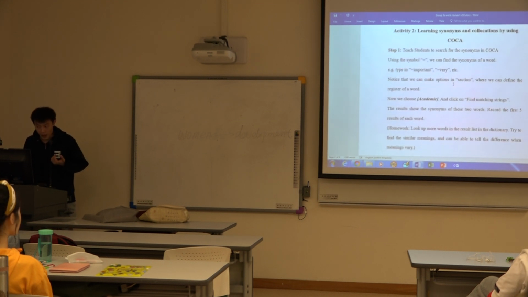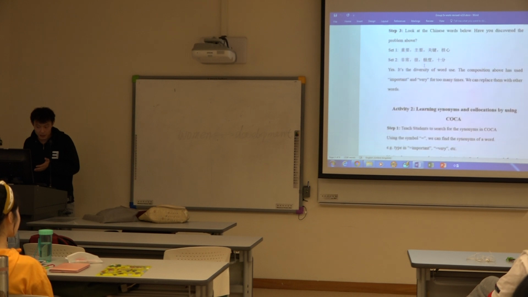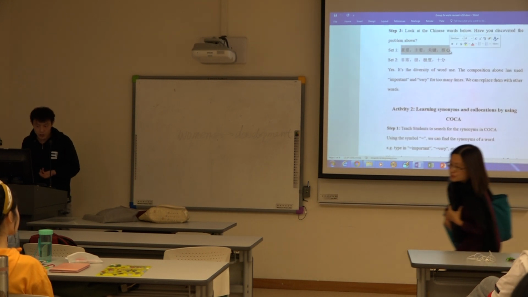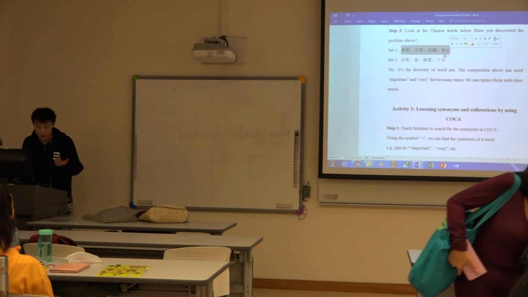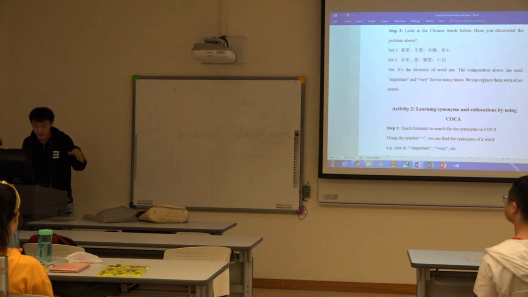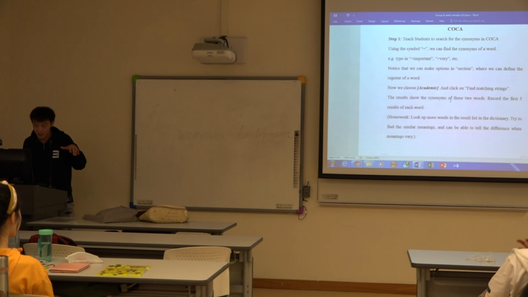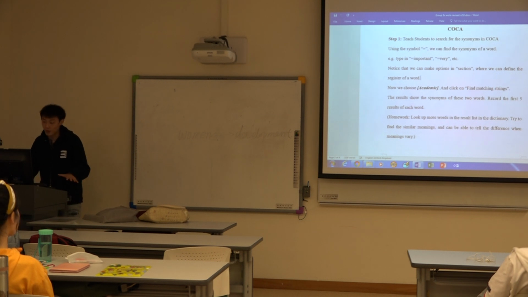So how to solve this problem? We need to find some synonyms, right? Like here, we've got 重要、主要、关键、核心 and 非常、很、极度、十分. These are all synonyms. But in English, many students just use important and very. That's boring. Okay? So how to find some synonyms?